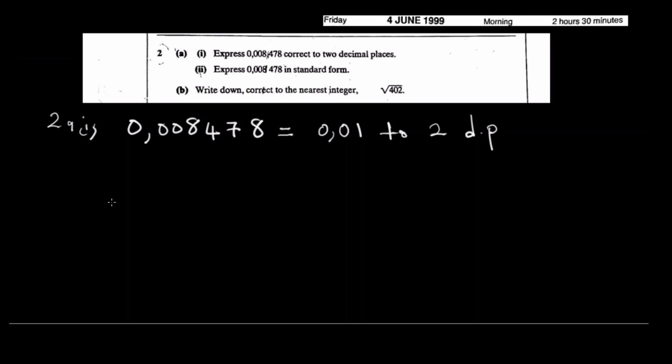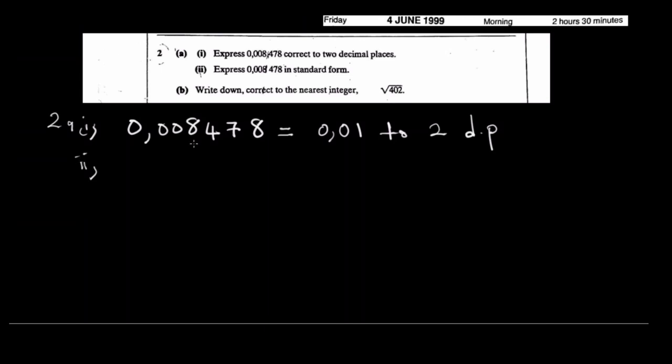Maybe if you did not understand how I did it, you can comment below and I will try to expound more in a different video. But basically, that is how we express 0.008478 correct to 2 decimal places. As you can confirm, our answer is 2 decimal places, yet our question contains 6 decimal places. Let us now go over to 2A, part 2.